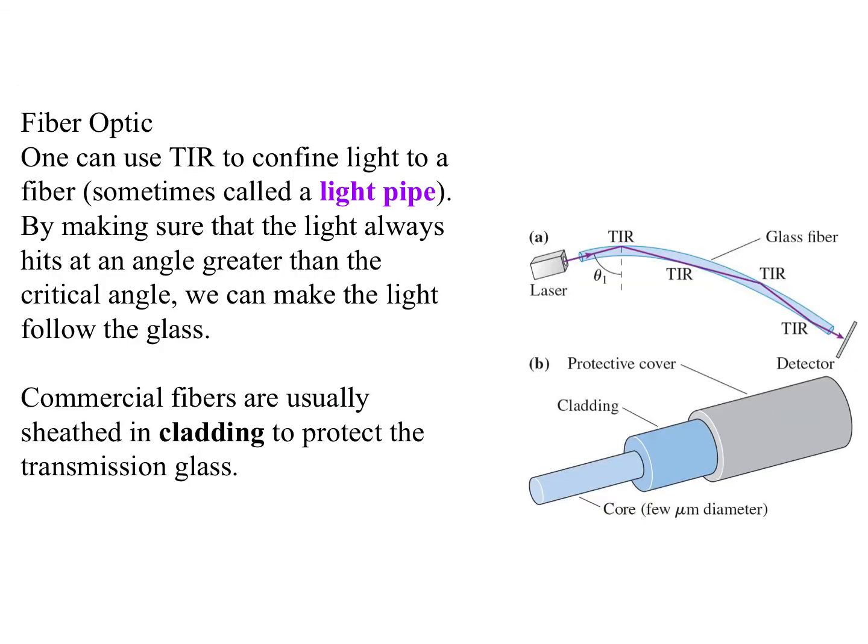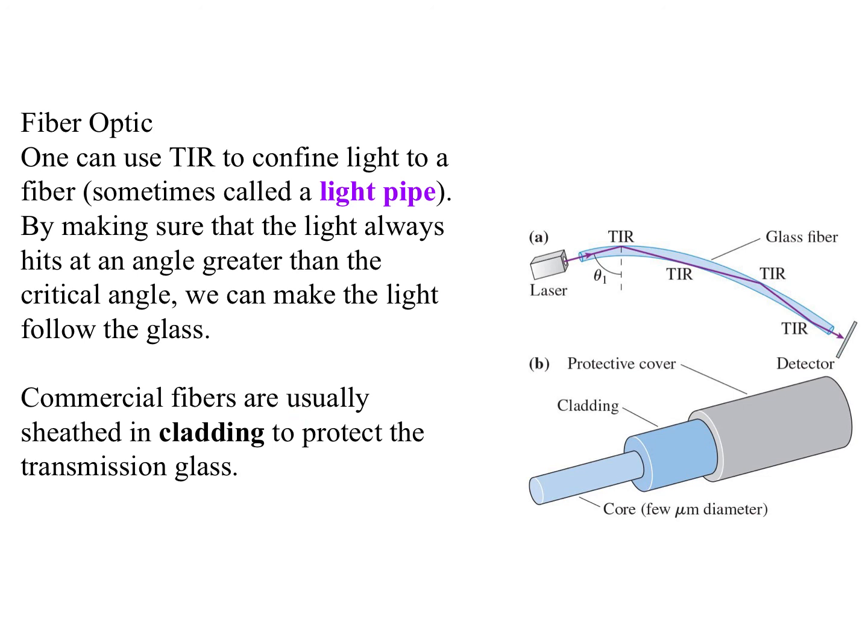One can use total internal reflection to construct a fiber that carries light, sometimes called a light pipe. By making sure the light always hits at an angle greater than the critical angle, we can make the light follow the glass. That's what's happening here. The light bounces and keeps bouncing until eventually it leaves the perpendicular end.